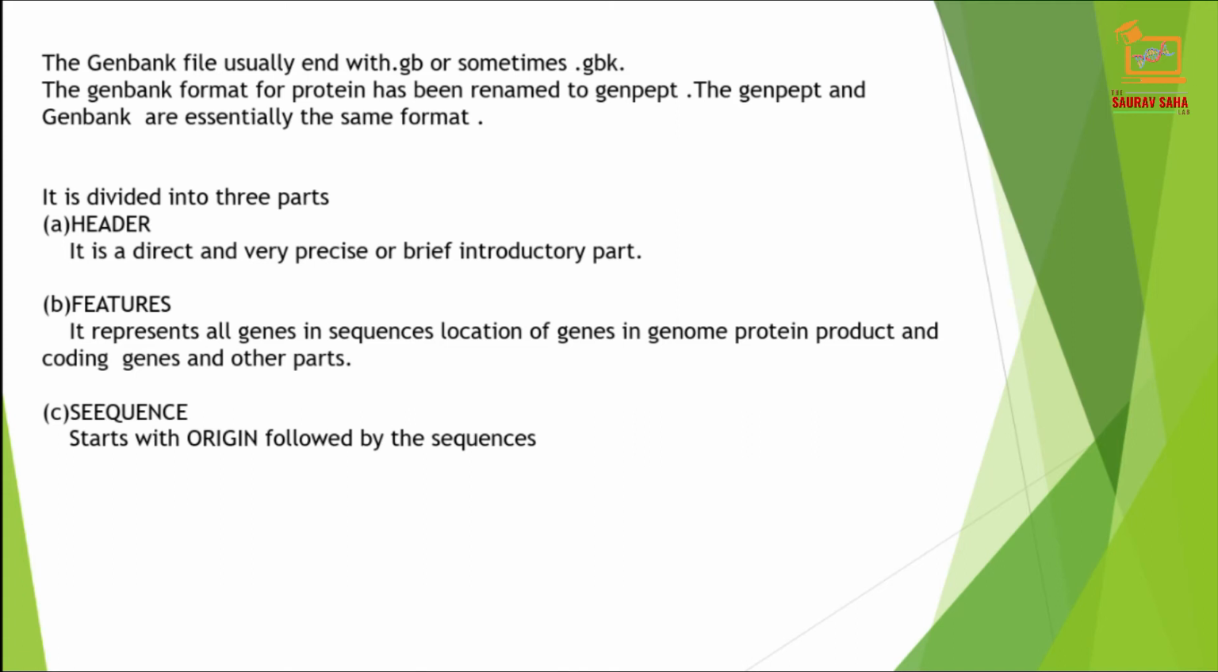It is divided into 3 parts. Header: it is a direct, very precise and brief introductory part. Features: it represents all genes in the sequence, the location of genes in the genome, protein products, coding genes and other parts. Sequence: it starts with ORIGIN followed by the sequence.